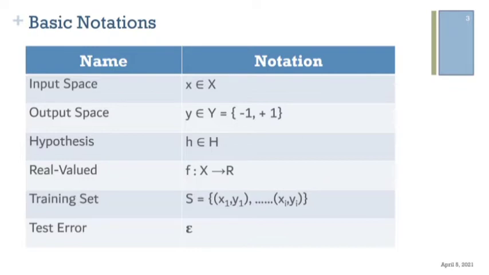So we talk of the input space, the output space, where you have the Y, you all know this. If it is a classification problem, you have -1 and 1. So we have the hypothesis function H, the big H. We have the real value also, in case of a regression problem. The training set could be a set of X1 and Y. The training set is a combination of both input and the output. And then we call something the testing error.